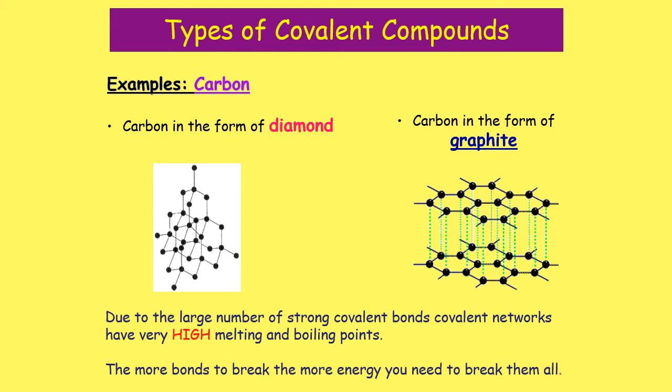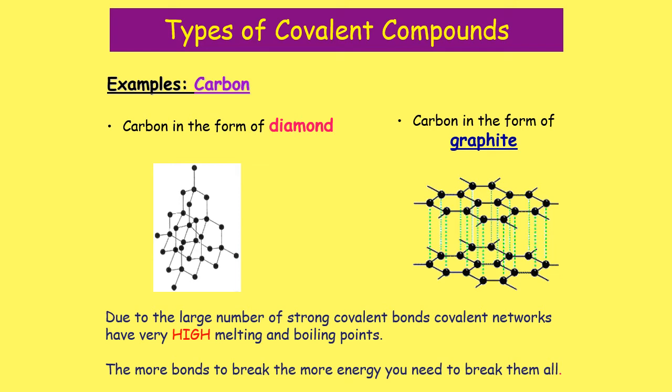We have diamond, which looks quite similar to silica or silicon dioxide. And we have graphite. Now graphite is what you would find in a pencil lead, and it's the same chemical. Diamond and graphite are the same element, they're both carbon, but the way that they form makes them different. Diamond has a lot more bonds, making it a stronger lattice, a bigger network, so it's very, very strong, whereas graphite is not as strong because there are less bonds.